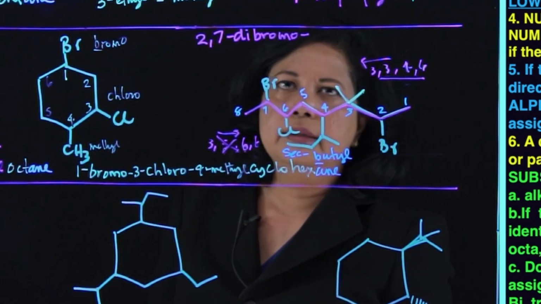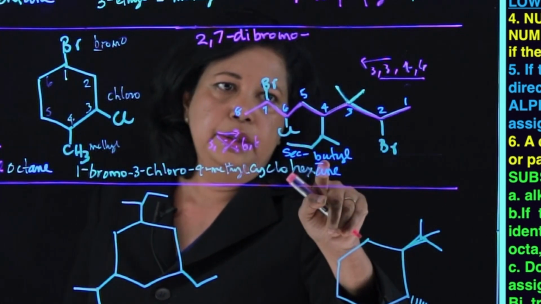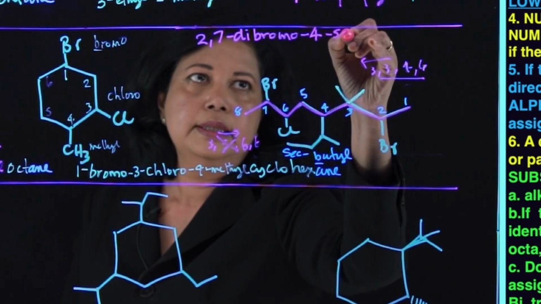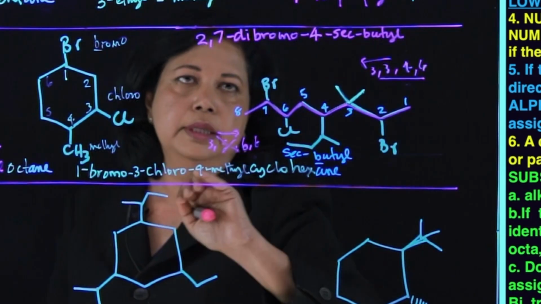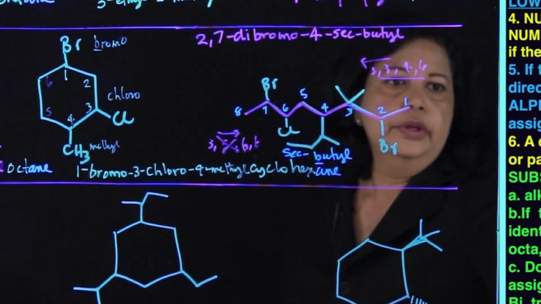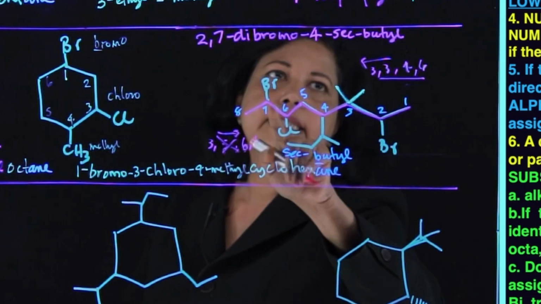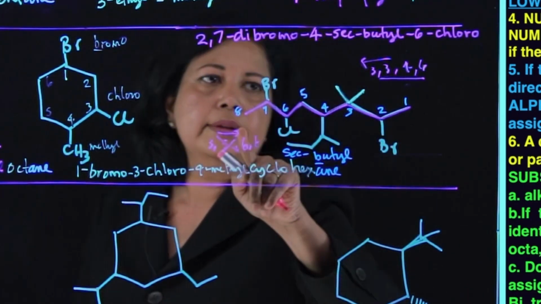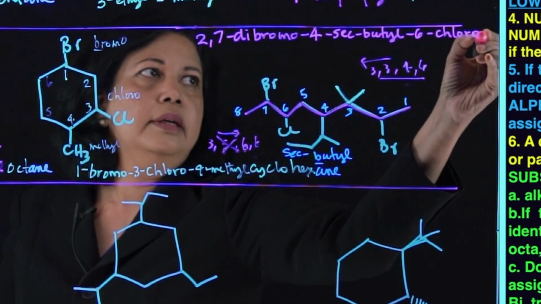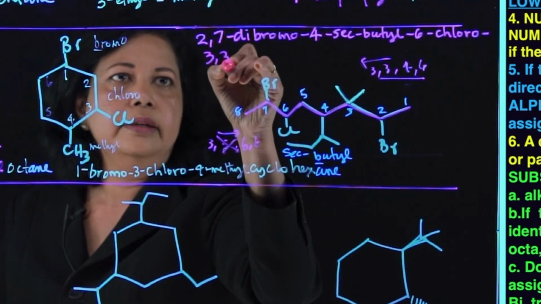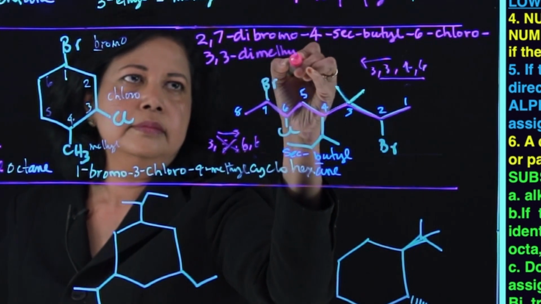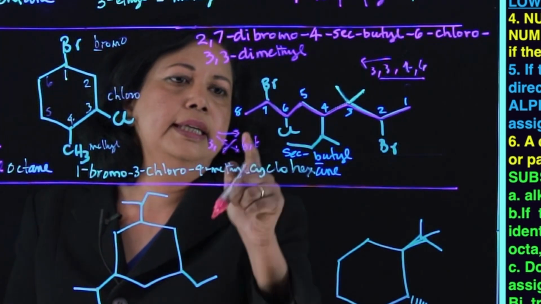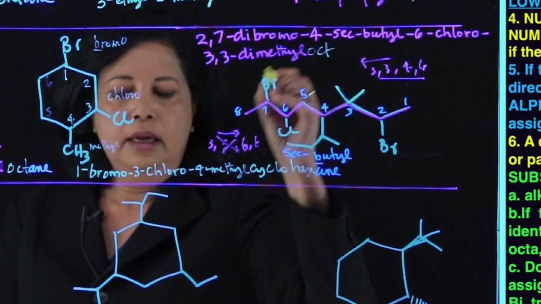Always a dash between the word and the number. Then you would do the sec-butyl, Bu, sec-butyl. Again, hyphen between the end, second, third. And then you will say 6-chloro. And then you would do the methyls, 3,3-dimethyl. So a line, 3,3-dimethyl, I'm writing it here. That's it. We mentioned all of the kids hanging on to those parents, and that's an octane.